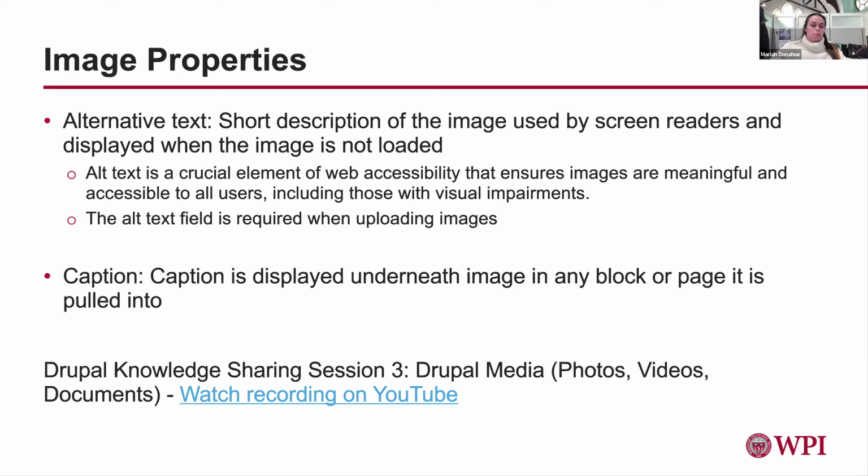Next is our image properties. I just want to cover some details about images so that we can upload one image together, but then for the rest of the blocks, we'll use any images that are already in the Drupal media library. So when we upload an image, we'll have 2 fields. First is the alternative text. Alternative text is a short description of an image that's used by screen readers, and it's displayed when the image is not loaded. This is crucial for web accessibility, and it helps to make sure that images are meaningful and accessible to all of our users, including users that have visual impairments.